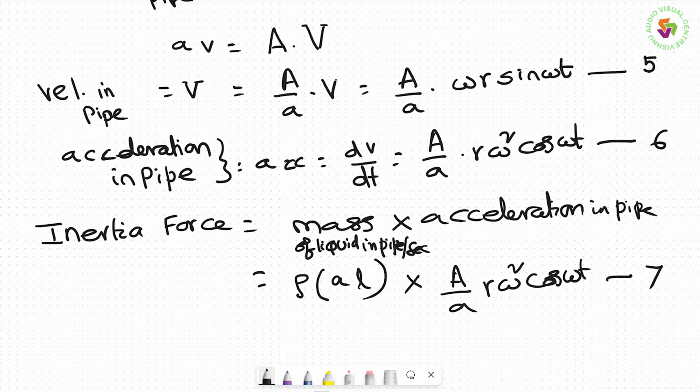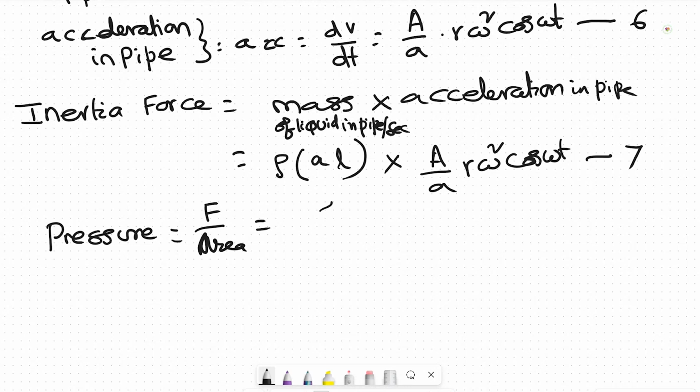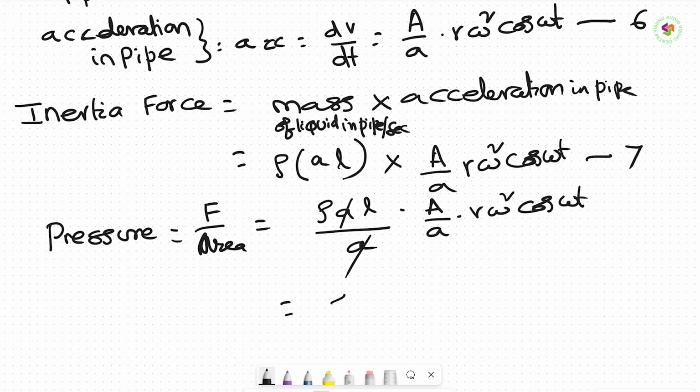Call it as 7. Fine. This is mass, this is acceleration. Then pressure is equal to force by area. So it is rho AL, A by A, R omega square cos omega t divided by A. So what will it be? Rho into L into A by A, R omega square cos omega t.